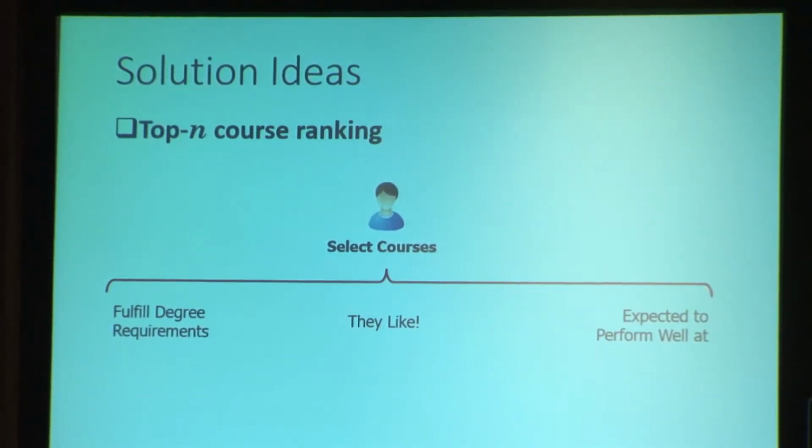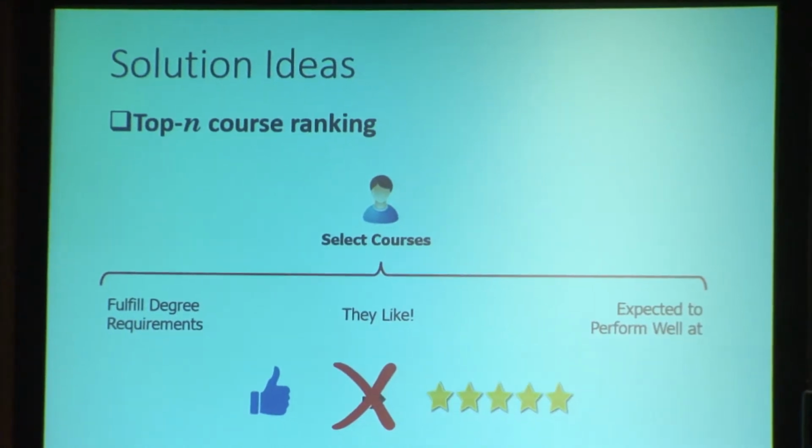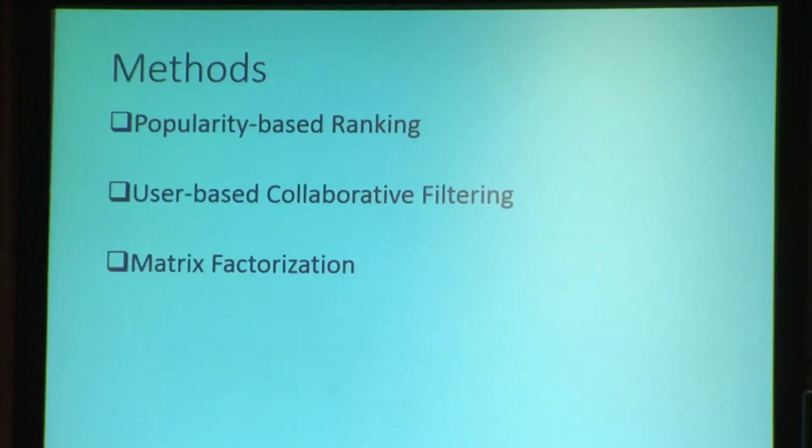So in a typical user item rating scenario, when a user likes an item, he gives it a high rating. This is not necessarily the case here, because a student might like a course very much, but this does not necessarily imply that he's going to get a high grade in that course. And sometimes a student just has to take a course in order to fulfill some degree requirement, regardless of his expected performance in that course. And because of that, course ranking has to be rather based on the enrollment patterns in the data and not the actual grade values that we have in the data. So now I'm going to talk about how these ideas can be implemented in the existing recommendation techniques, namely popularity-based ranking, user-based collaborative filtering, and matrix factorization.